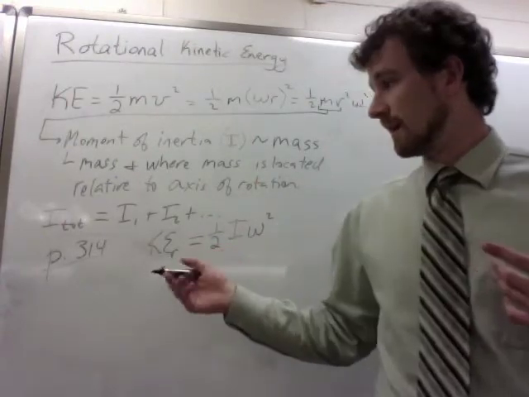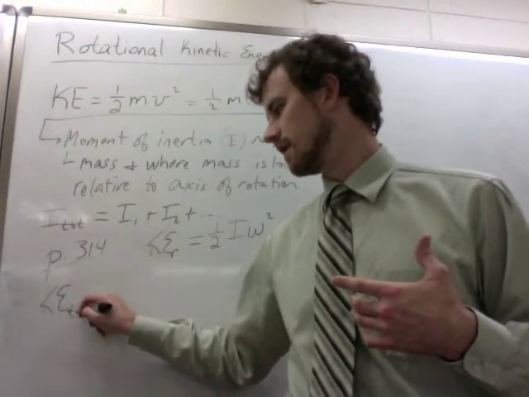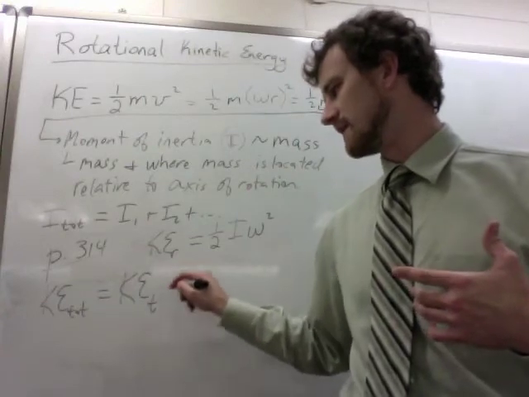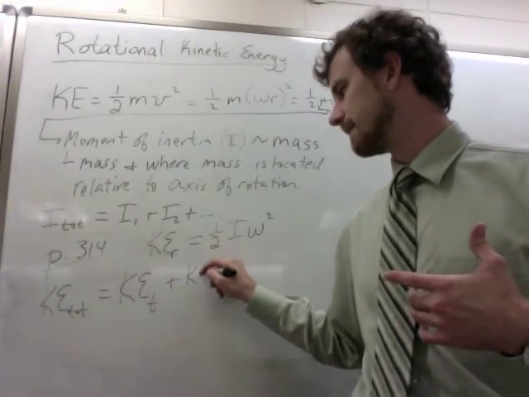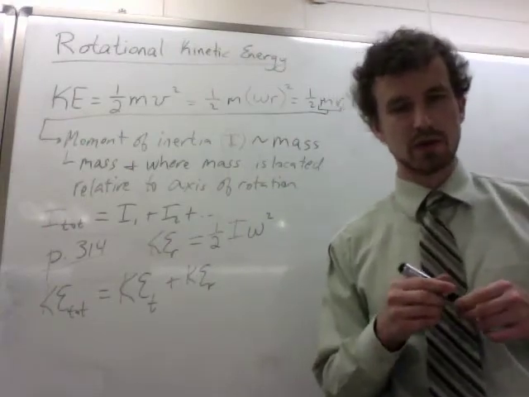So now we can see that our kinetic energy is made up of two parts. We have our translational kinetic energy, which we've already talked about, and our rotational kinetic energy, which is now new.